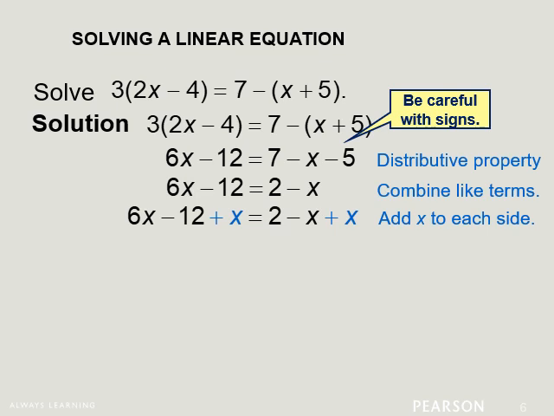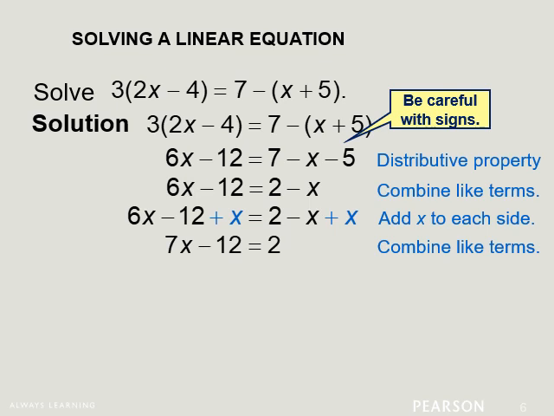Now, I want a situation where all my variables are on one side of the equality and all my numbers on the other side. I like my variables on the left-hand side. I'm sorry, that's just the way I am. So I'm going to get rid of this x on the right-hand side by simply adding an x to the right-hand side. If I add an x to the right-hand side, I've got to add it to the left-hand side. That's going to give me 7x minus 12 equals 2. Now I've got to get rid of this negative 12. I don't like it.